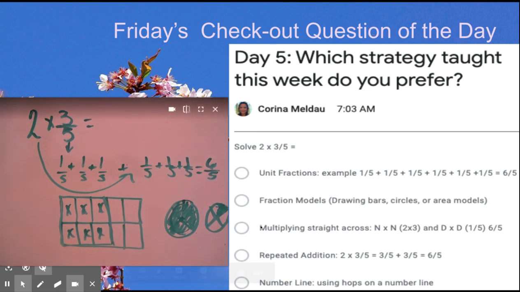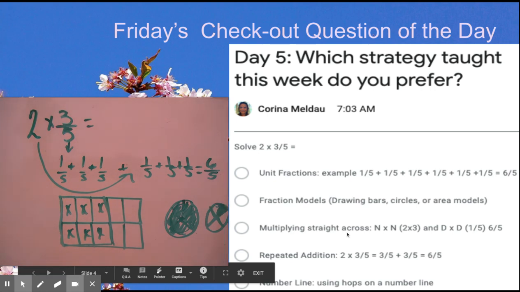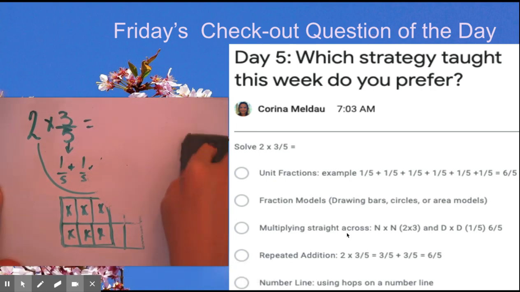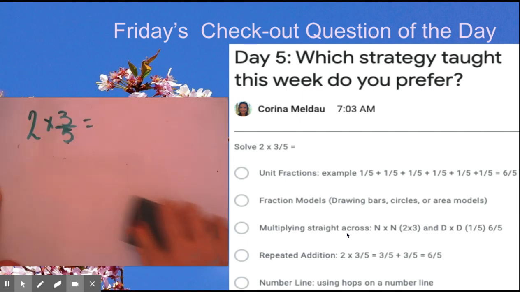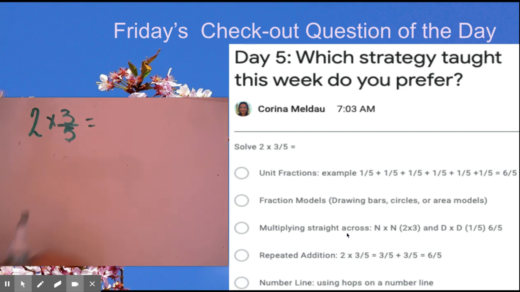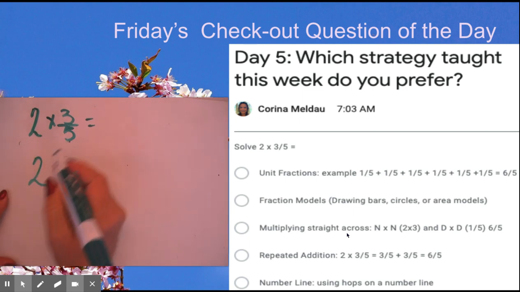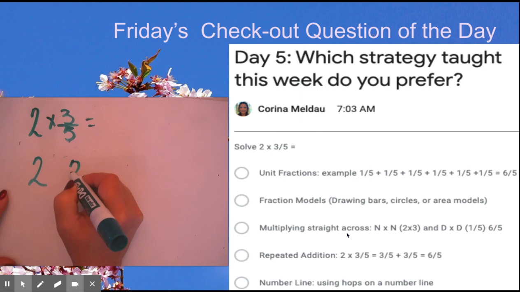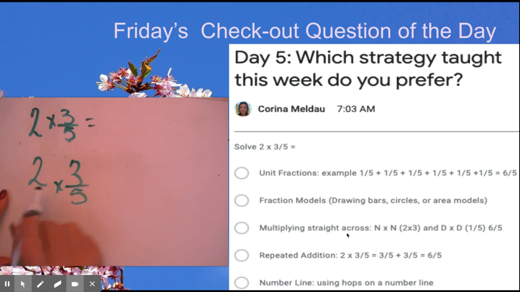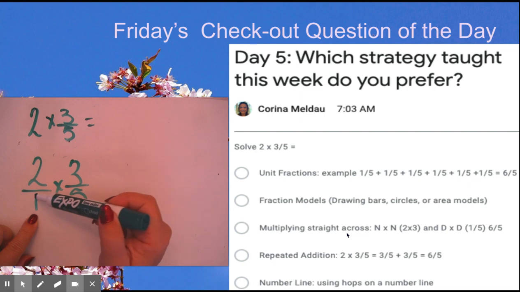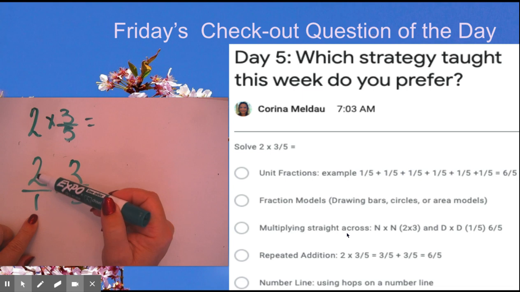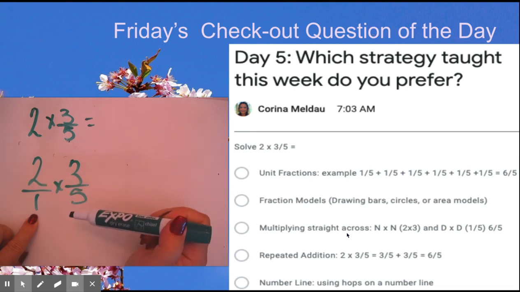So the third one was multiplying straight across. This is the strategy I find the easiest. And when you get into the higher grades, this is the strategy that you're going to use a lot because you're just taking your fraction and you're going to multiply it. But what you have to do is turn your whole number, which is 2 wholes, just put it over 1. This basically says that my whole is just 1 whole, but I have 2 of them. So that's why you can put any whole number over 1 and it magically turns into a fraction.